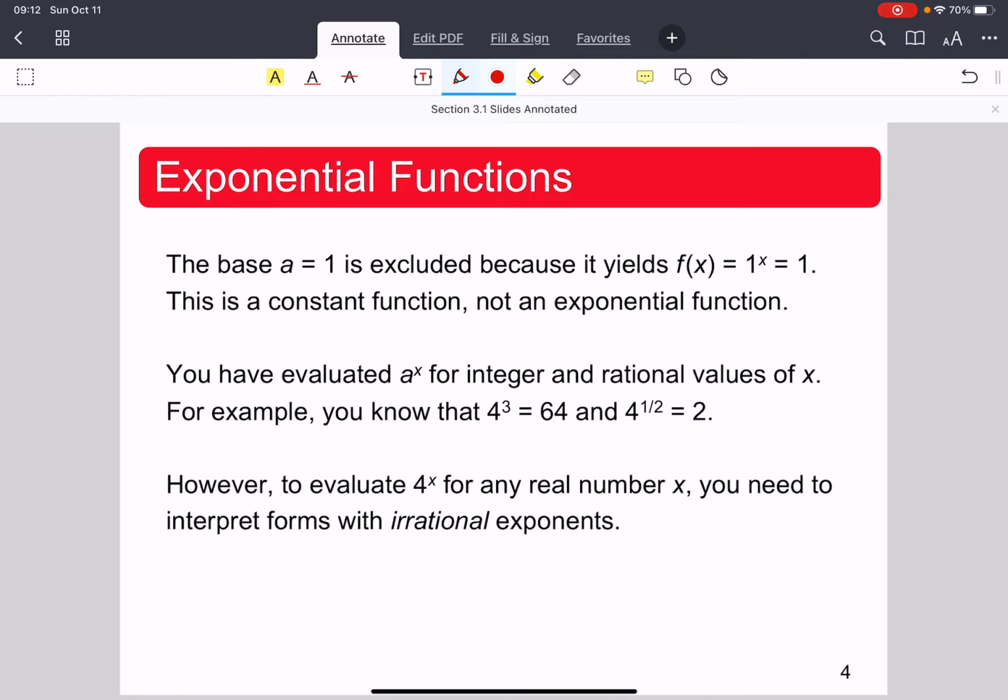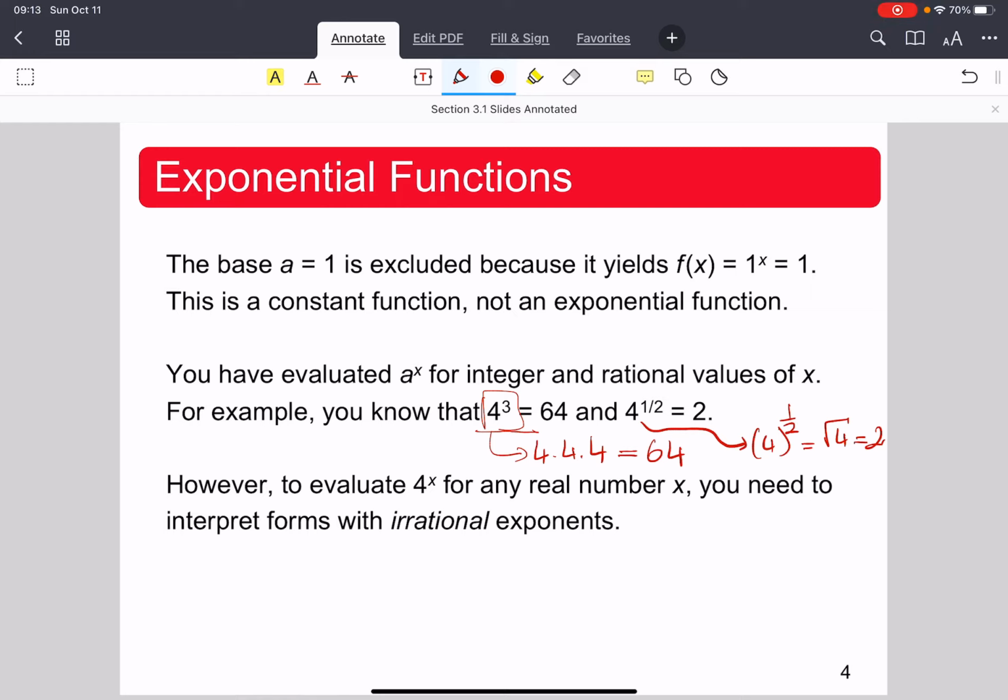Previously in algebra classes, you may have learned about how to evaluate exponentials, which is very similar here. So we can do examples like 4 raised to 3. What this means is that you multiply 4 by itself 3 times, and then you get 64. And then 4 to the 1/2 is 2, because you're taking the square root of 4. So what this represents is that 4 to the 1/2 is the same thing as the square root of 4, which is 2.